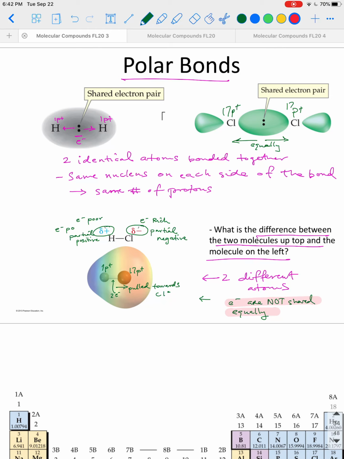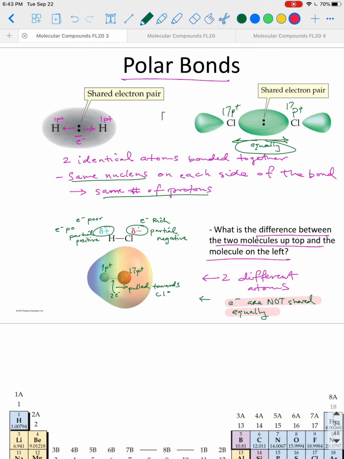Well, on the slide we said the molecules up top, you have atoms in the bond that are identical. Because they're identical, it means that we have the same nucleus on each side and therefore the same number of protons, and they're equally pulling the electrons, okay? And we drew that over here with the chlorines. We said those electrons in the bond are being pulled equally in both directions towards both atoms.